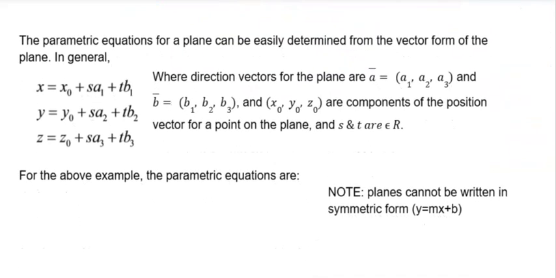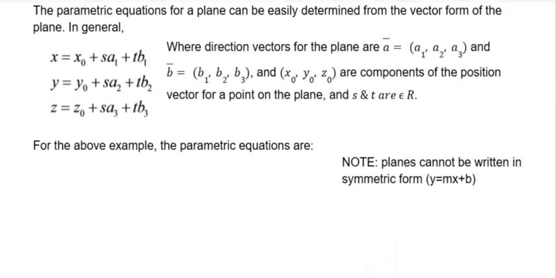The parametric equations for a plane are also easily determined from the vector form of the plane in general, such that x is represented by a starting point in x plus some movement on A and then some movement on B. And the same thing is true for y and z. So let's convert the example above to a parametric equation.